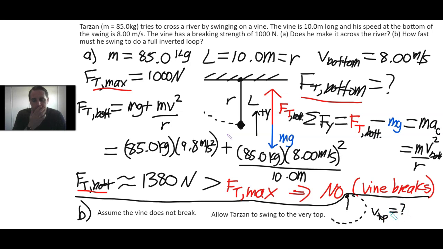So we want to know what the velocity at the top is. Okay, so we'll go on to the new board and then we'll see how that works. Okay, now that we're on this new board and we're looking at Tarzan's velocity at the top, let's go ahead and just sketch that. So here's Tarzan, here is the chord.